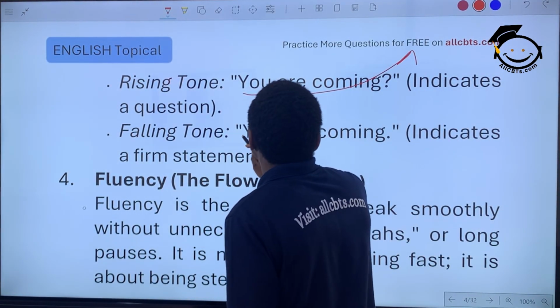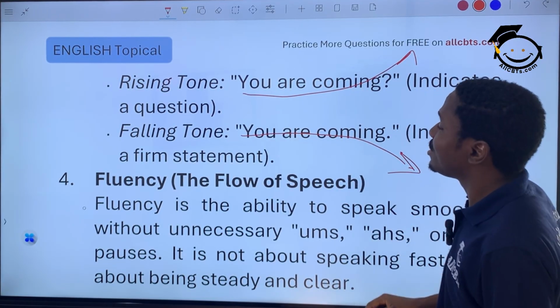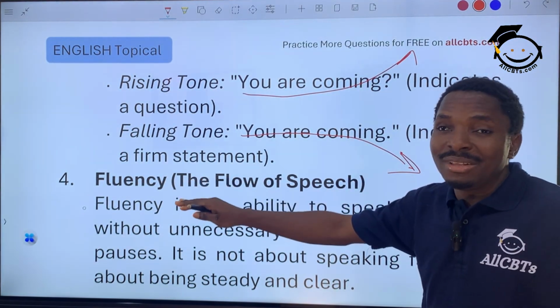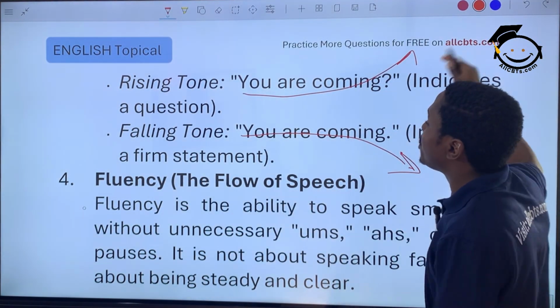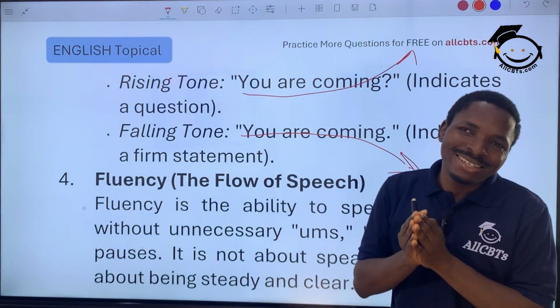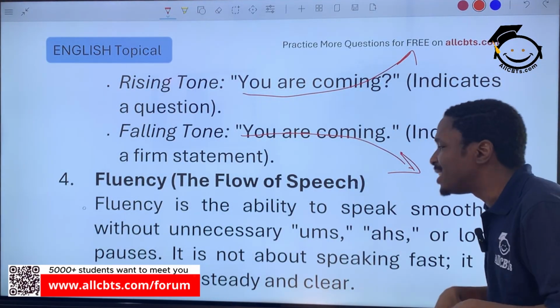Okay, say, "You are coming, right?" Sorry, "You are coming with us." You are coming with us. It may not even fall, it might just be flat. But when we're asking a question, it goes up. So that is the third important thing to note in oral English and communication.